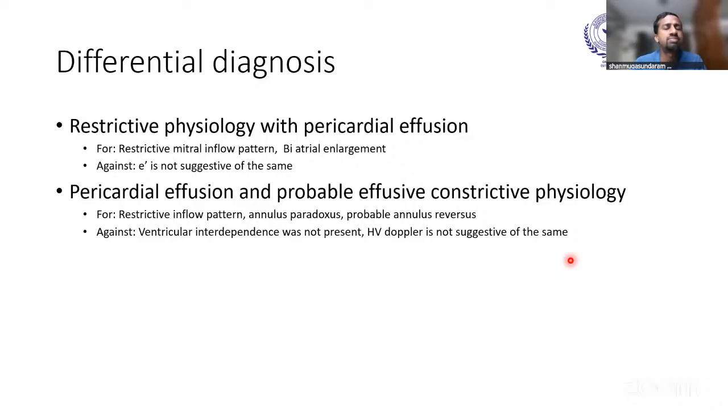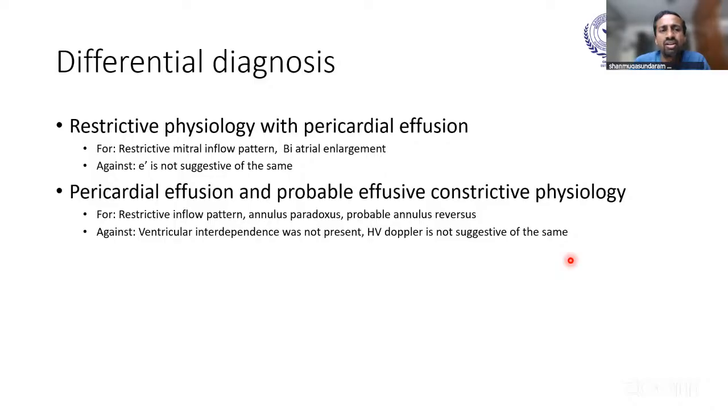because of biatrial enlargement and restrictive physiology by Doppler. We thought of some kind of restrictive cardiomyopathy along with pericardial effusion, but the point against was the E prime. The preserved E prime is not a feature of restrictive cardiomyopathies. The other possibility, as I discussed earlier, was pericardial effusion with probable effusive constrictive physiology.